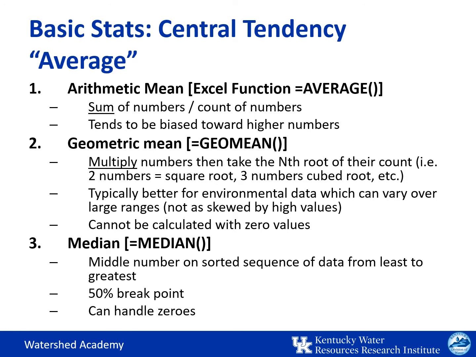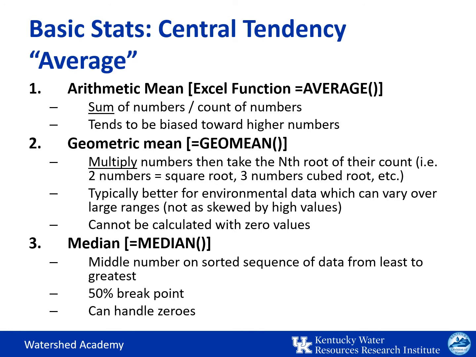We'll begin with measures of central tendency. Often we will use the term average, and when we use that term in our conversation, we're typically referring to the arithmetic mean. You sum all the numbers together and divide by the count of the numbers. The only problem with this measurement is it tends to be biased towards the higher numbers. Therefore, it is often not the best way to measure central tendency in environmental data sets.